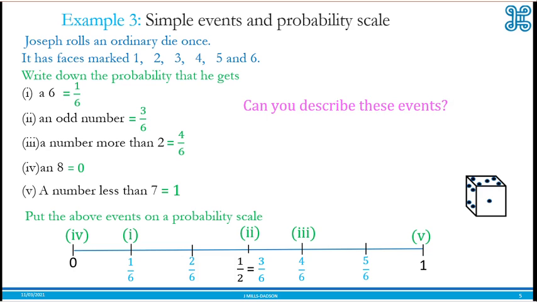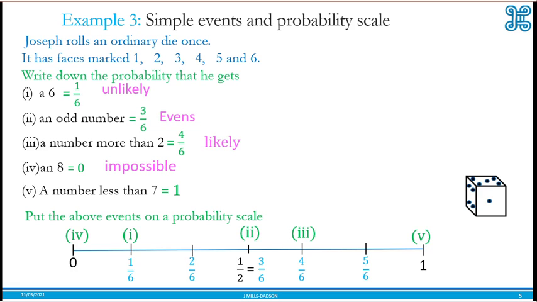So event I is unlikely. Event I is likely. Impossible. Certain. So you now understand why we call this event unlikely, because it's between impossible and even. And we call this likely because it's between even and certain.